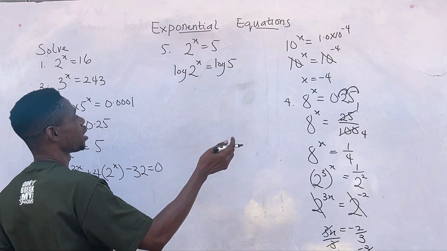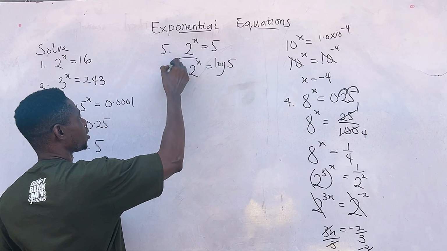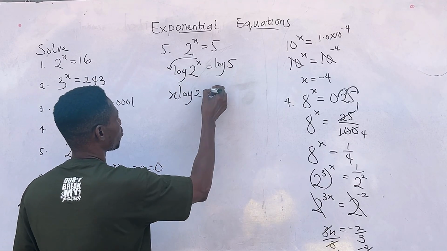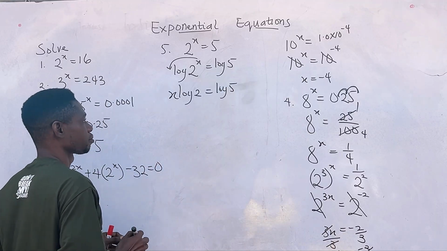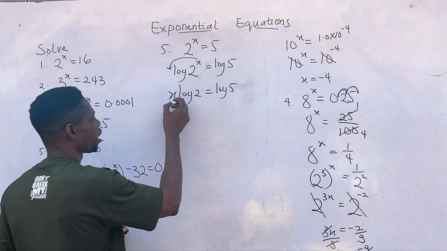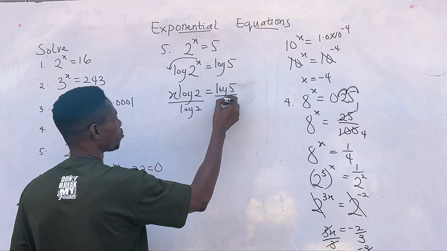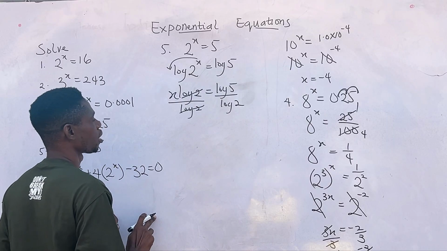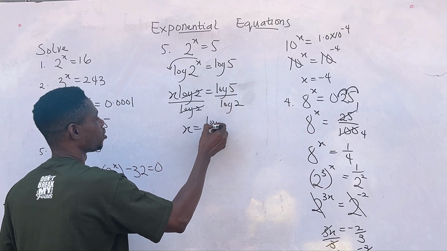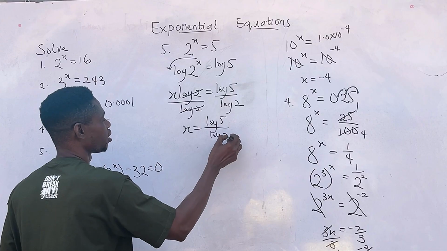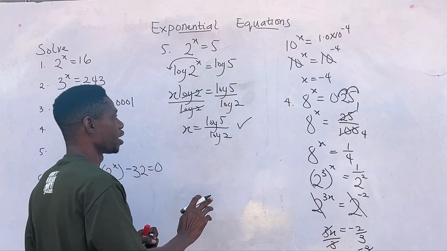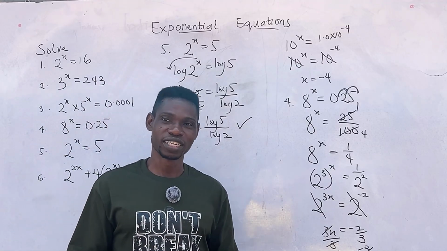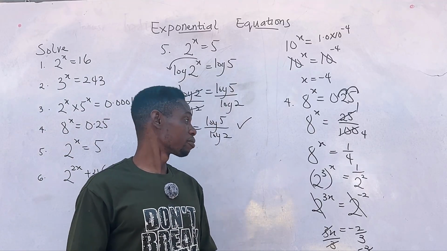Now there's a law of logarithm that allows us to bring this x down this way. So x log 2. Since we are looking for x, we can divide both sides by log 2. So this cancels out, and our x equals log 5 over log 2. Now this is it. If you don't understand what we did here, just be patient for our next logarithm series. We'll break it down and you'll understand logarithms very well.